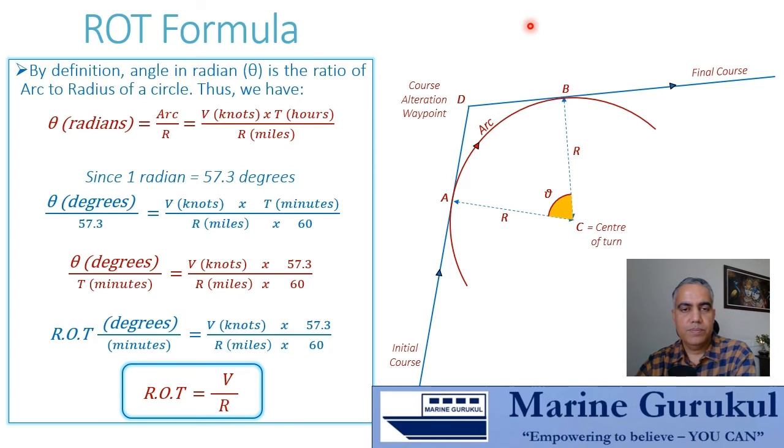So you see, a basic understanding of the ROT formula gives us an insight into the turn planning of the ship. And if you understand these parameters, it becomes very easy to modify and make the turn executable.